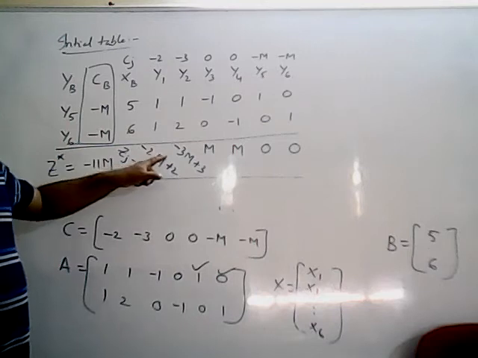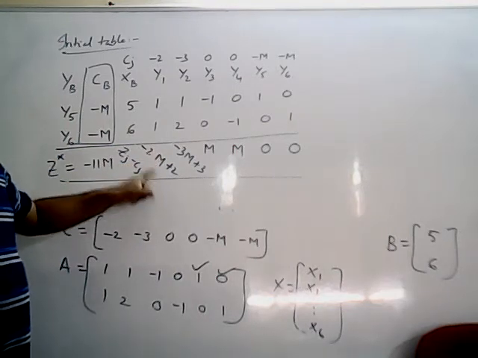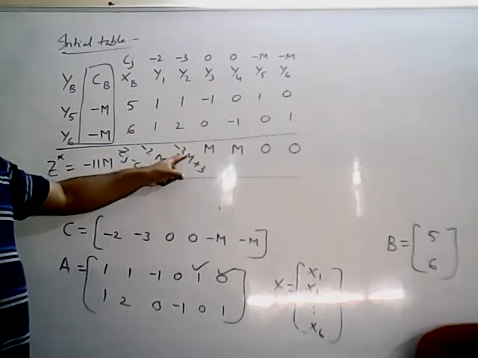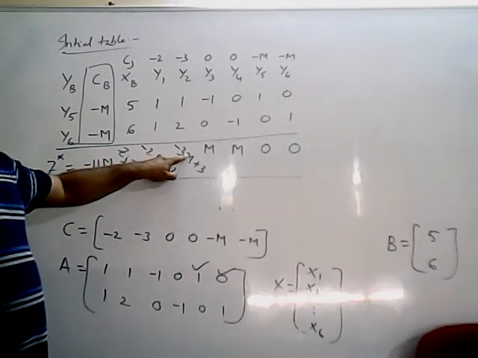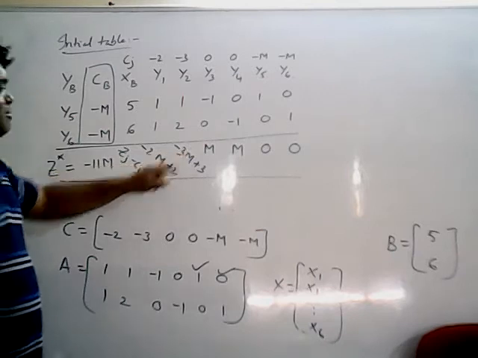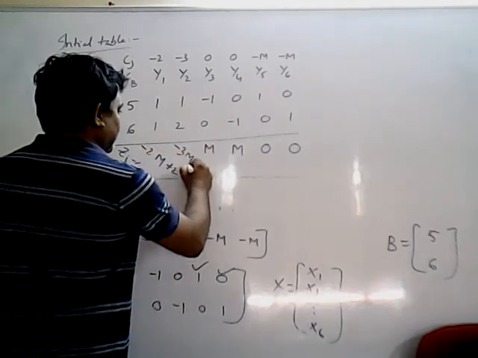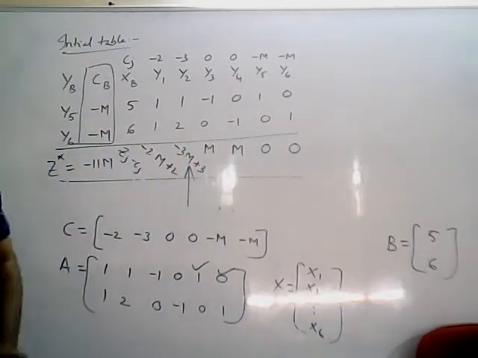So if you get one negative, that directly enters. If you get more than one negative, choose the most negative. Most negative: this is 2m, this is 3m. Which is the most one? 2m or 3m? 3m. So that means what is the variable that enters? y2 variable enters.